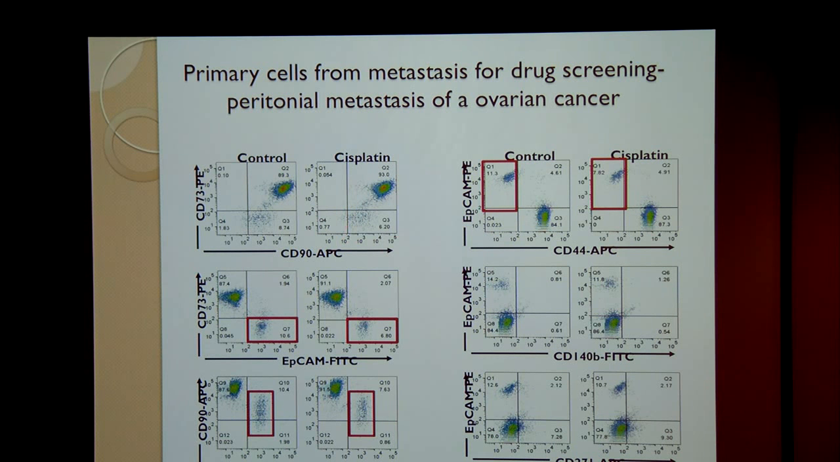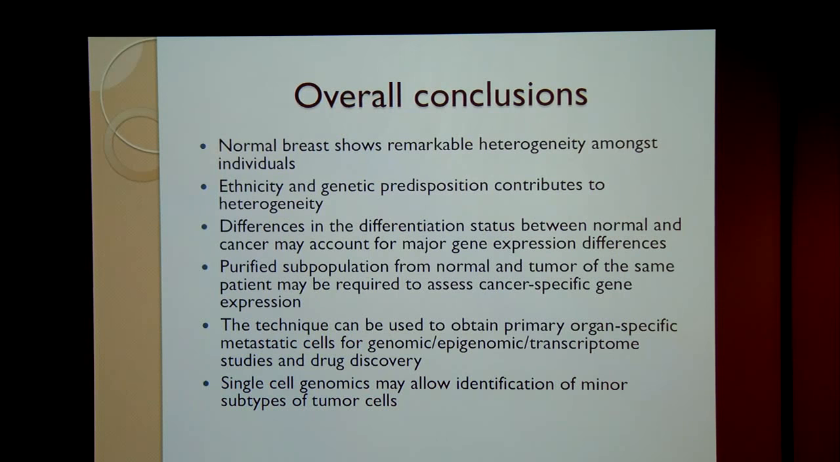For example, this is a ovarian cancer, the ascites fluid from which we can grow the cells. If you treat them with the cisplatin, only certain population of cells, in this case these EpCAM positive cells, are the only ones which are targeted by cisplatin, but these populations are resistant to it. The same thing you can do with the different markers. So the cells we can get from this method can be used for drug screening purpose. So this is the overall conclusions I have from my presentation.